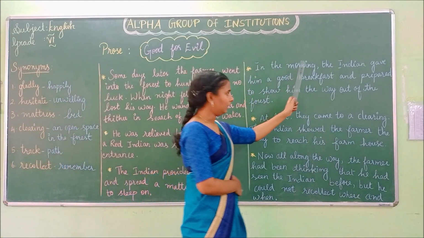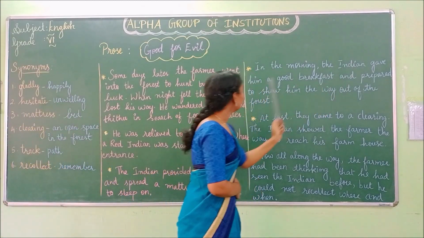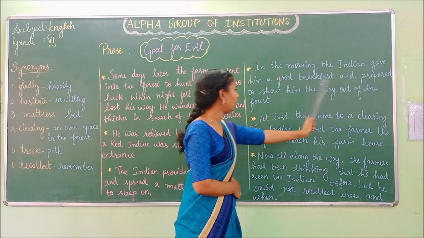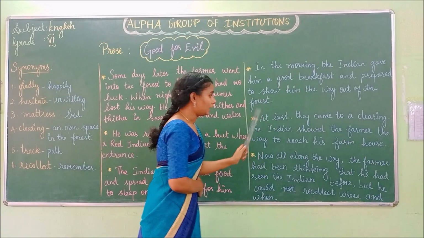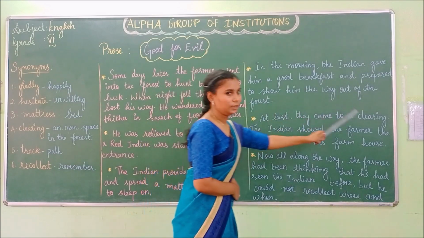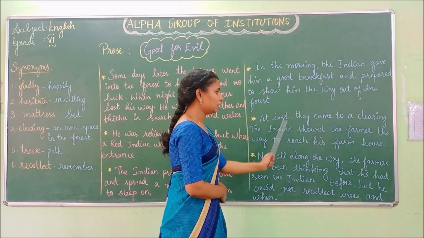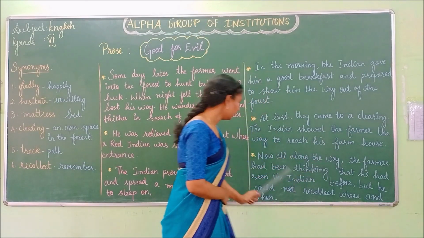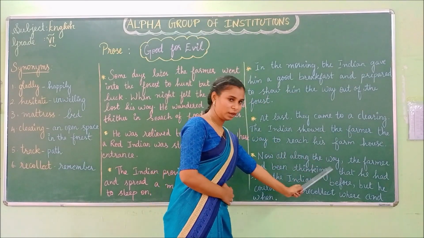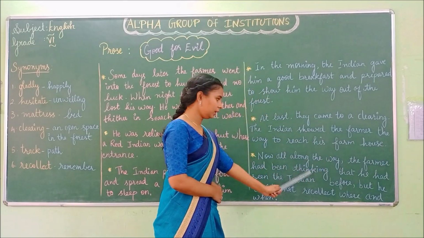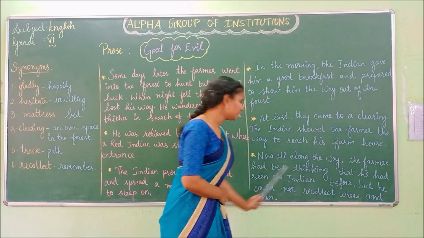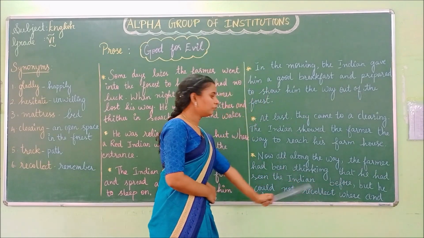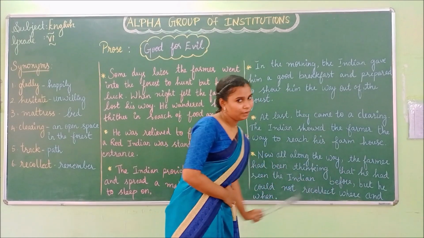In the morning, the Indian gave him a good breakfast and prepared to show him the way out of the forest. At last, they came to a clearing. The Indian showed the farmer the way to reach his farmhouse. Now, all along the way, the farmer had been thinking that he had seen the Red Indian before, but he could not recollect where and when.